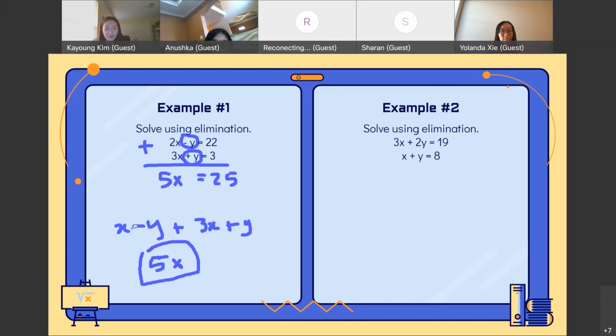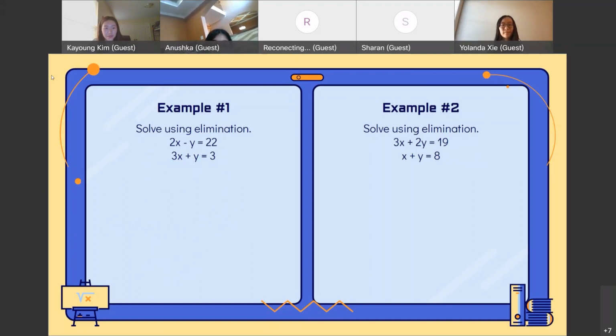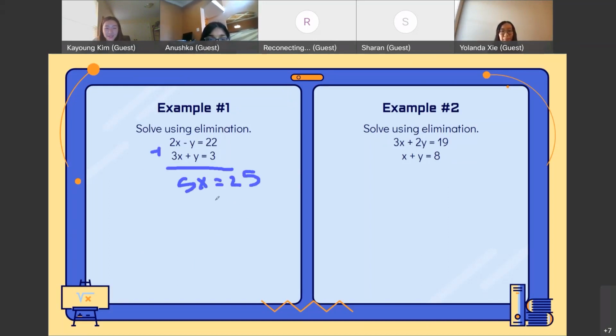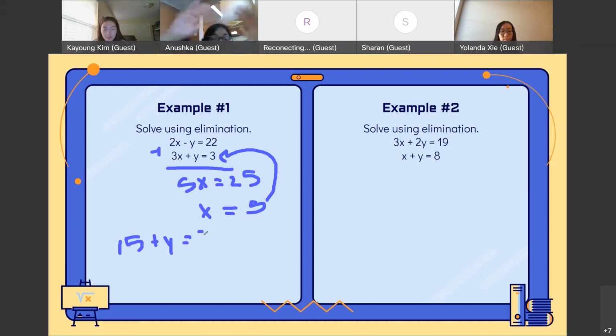Anyways, so we got down to the point where it was 5x equals 25. Right? Now I just solve for x. X is 5. Put 5 back into one of these. Let's do the second one. 3 times 5 is 15 plus y equals 3. So then y must be -12.